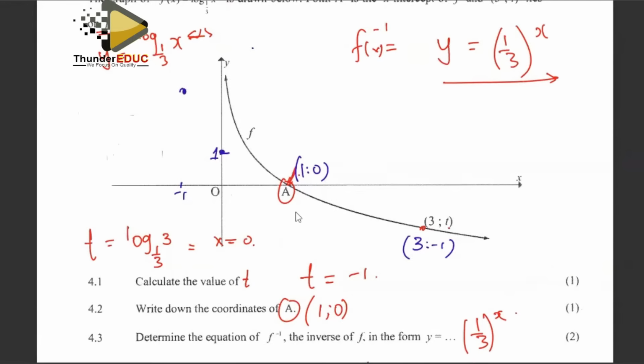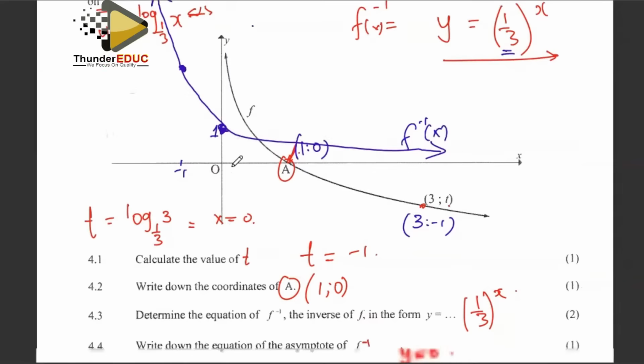And now since our b value is a fraction, the graph should be a decreasing graph. So it should be moving in that sort of direction. So that is the inverse graph. I've just decided to draw it then.